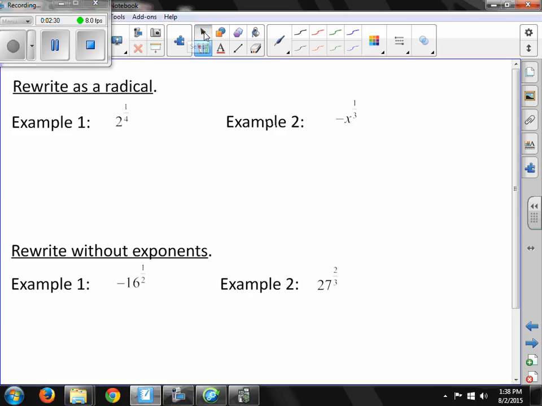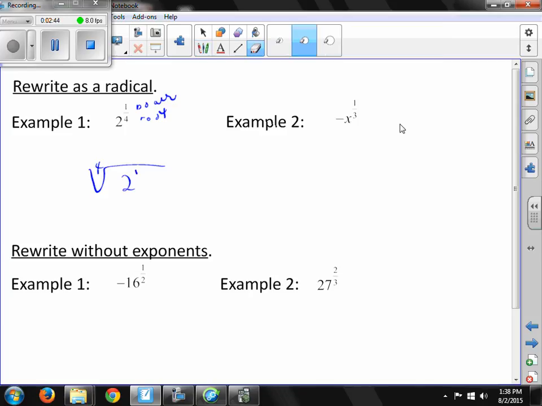Rewrite as a radical, 2 to the 1/4. Now, we know that the power is in the numerator and the root is in the denominator, so we're simply writing the fourth root of 2 raised to the first power, and we don't need to put the first power there. So we will simply be writing the fourth root of 2.